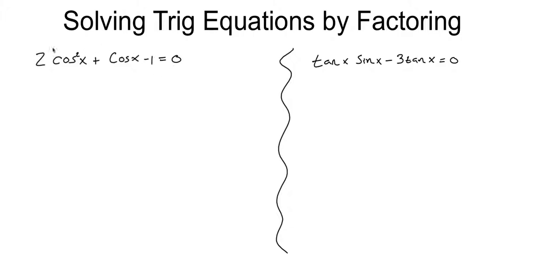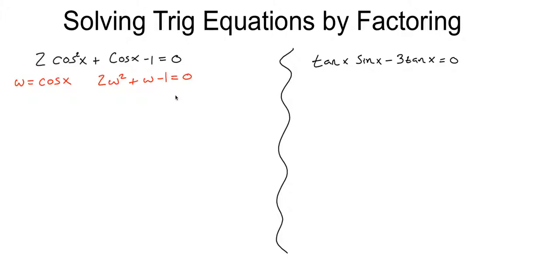So for this one here, 2 cosine squared x plus cosine x minus 1, the first thing that I'm always going to do is substitute in for the cosine of x. I'm going to let w equal the cosine of x. And so what that allows me to do is now I have 2w squared plus w minus 1 equals 0. It's not really a necessary step, but it allows me to simplify the equation a little bit.